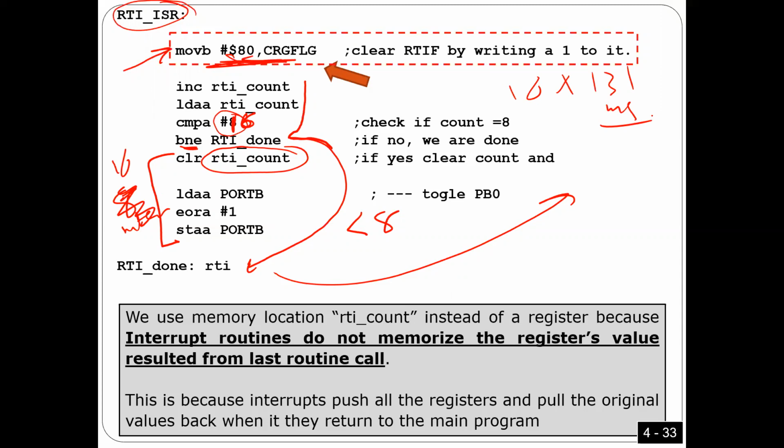Same thing, guys. If you want to make an interrupt every half a second, all you have to do, guys, is make this one 4. Just make it 4. Is that okay? Any question? Okay.